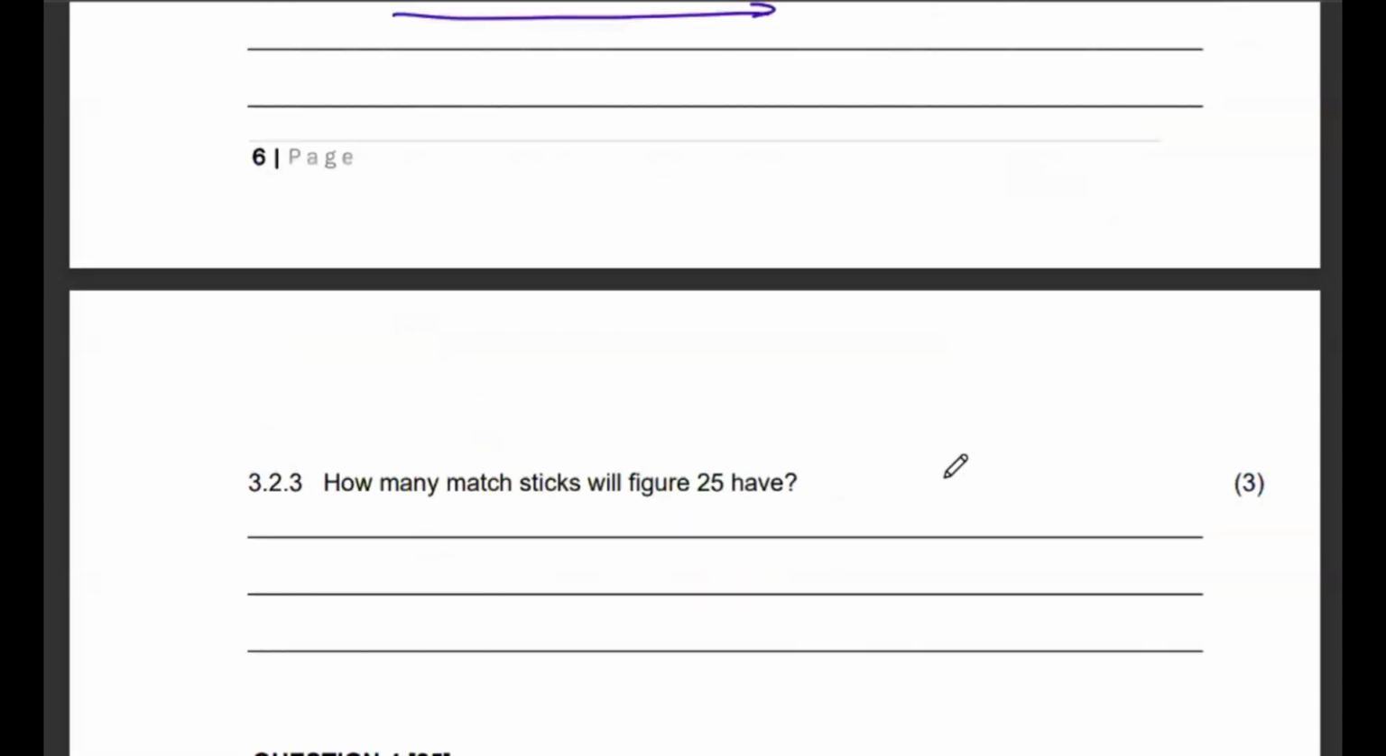All right, and then 3.2.3. How many matchsticks will figure 25 have? So T25 is going to be 3 times 25 plus 10. We know that 3 times 25 gives us 75. When you add 10, then we get 85 matchsticks.